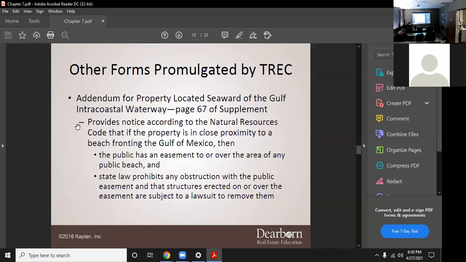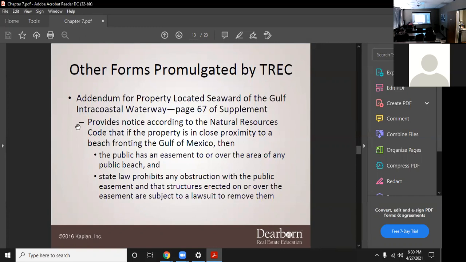What this form does is it provides notice according to the Natural Resource Code that if the property is in close proximity to a beach fronting the Gulf of Mexico, then the public has the easement to or over the area of any public beach, and state law prohibits any obstruction of the public easement, and that structures erected on or over the easement are subject to a lawsuit to remove them. So I'm not going to pull this form up because you won't really use it.